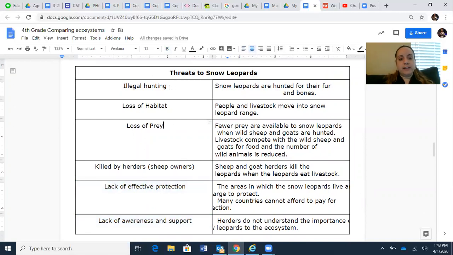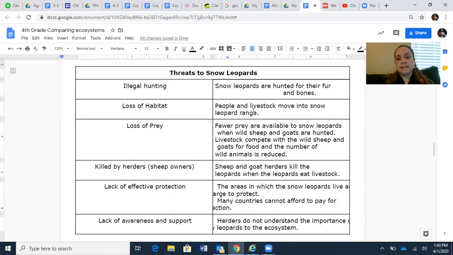All right, so illegal hunting, loss of habitat, loss of prey. Prey are the animals like sheep and goats that are hunted by the snow leopard. But the sheep and goats and the livestock are reducing in number. So there's not as many for it to eat.